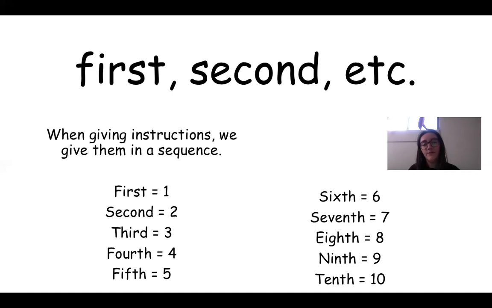So you'll notice that a lot of these is just saying the number, right? Six, and then putting a th at the end, right? A th. Seventh, eighth, ninth, 10th. So when we give instructions, we give them in a sequence. So we use words like this. First, you do this. Second, you do this.